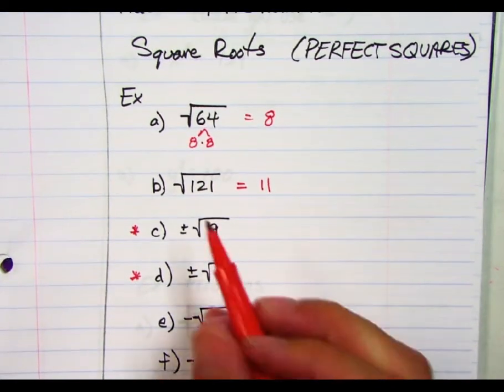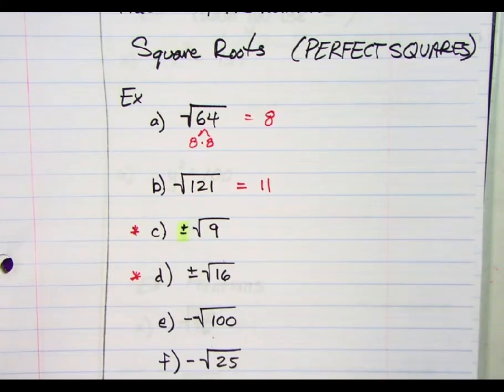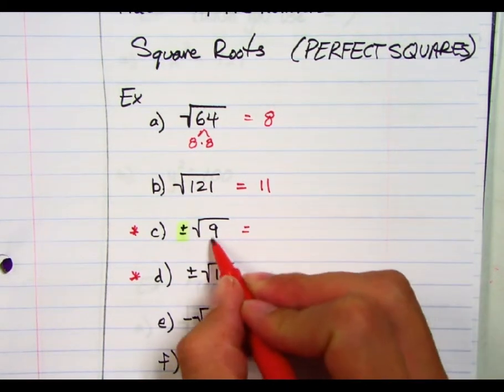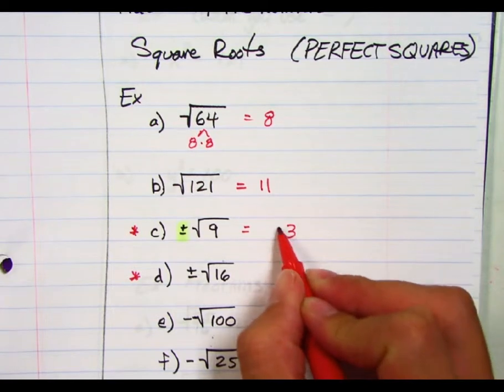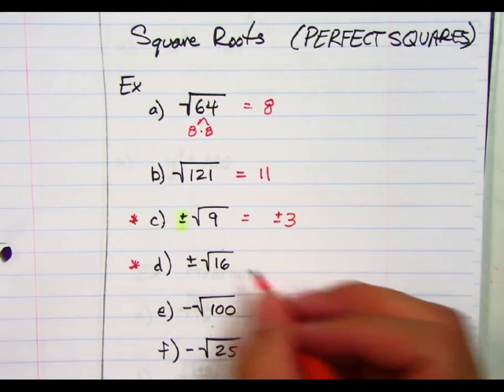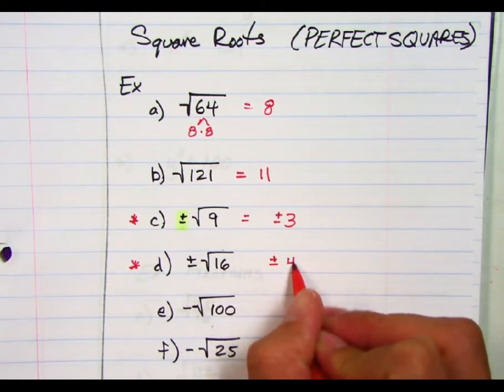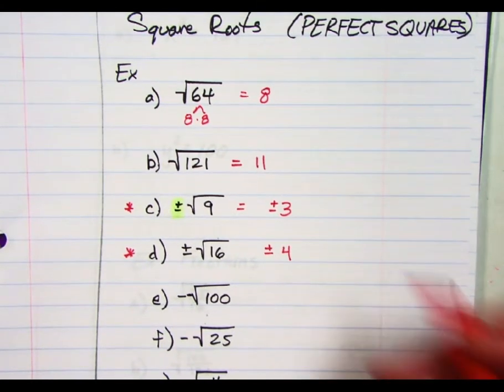Now this one, what the heck is this symbol we see here? That's called plus or minus. So when you see that, pretty simple. We know the square root of 9 is 3, and all I have to do is put plus or minus. We'll talk about that more later. This next one, again, plus or minus, and square root of 16 is 4. Why do I put plus or minus? Well, now I'm going to come back to it.